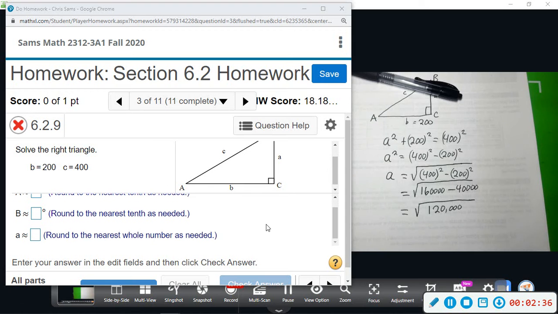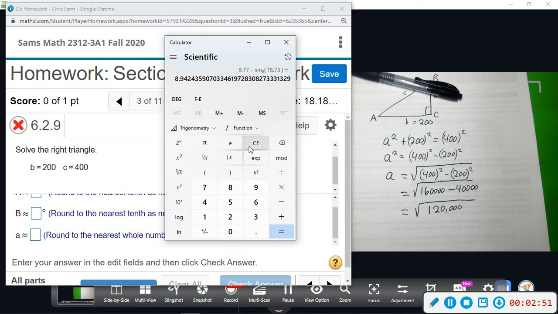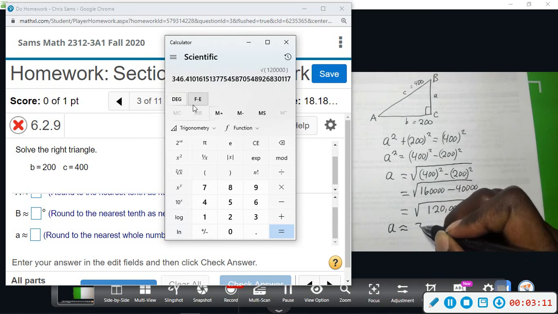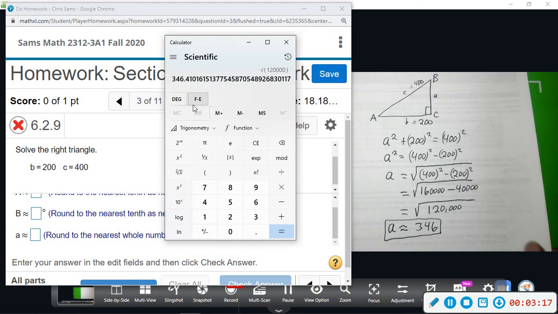Alright, so we need to compute the square root of 120,000, and it says round to the nearest whole number, so we'll go ahead and compute that with the calculator. So let's clear out what we got here. We're going to do 120,000. We're going to do the square root of that, and we get 346, and that 4 will not round up, so we're just going to say about 346. So A is approximately 346. Alright, so that's going to give us side A.